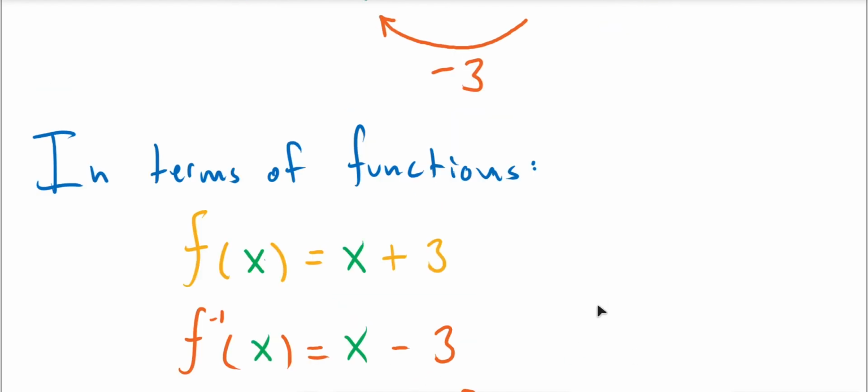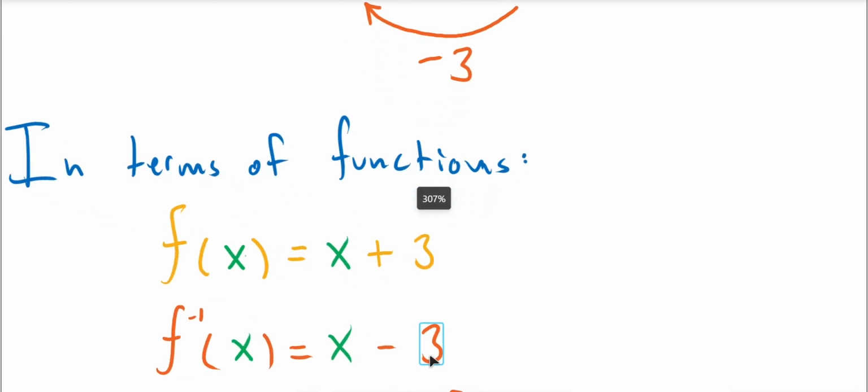Now let's express this idea in terms of function notation. Let's let some set of rules f be add 3 to my input. And let's let this other set of rules, which I'm using this notation, which implies it is the inverse of this one, we say this is f inverse. Let's let that set of rules be minusing 3 from my input.